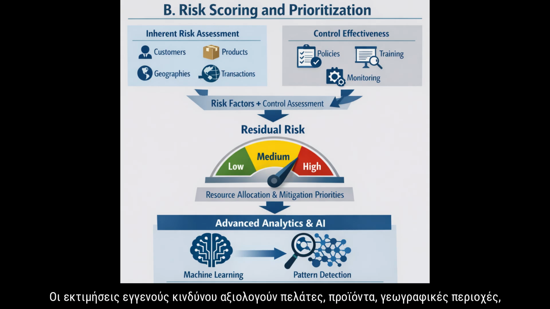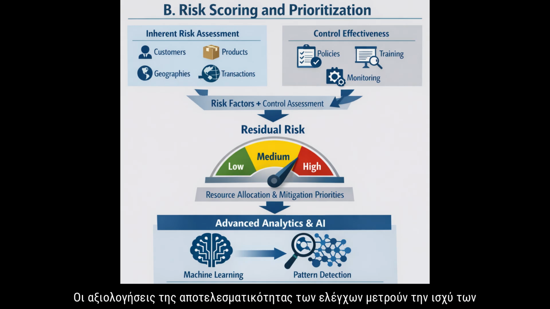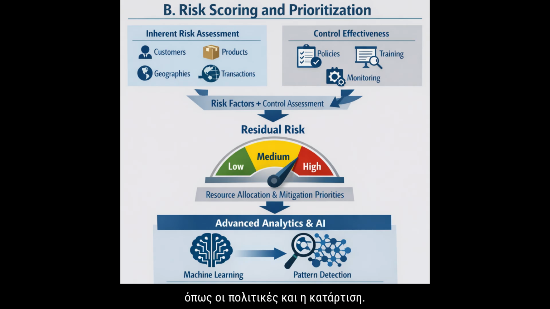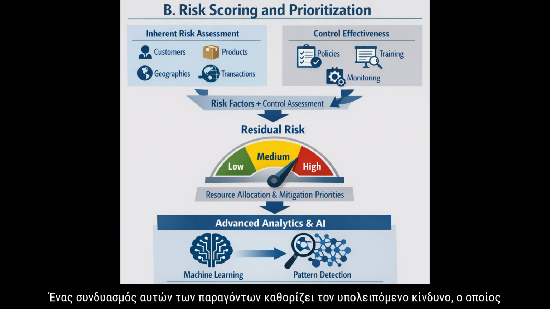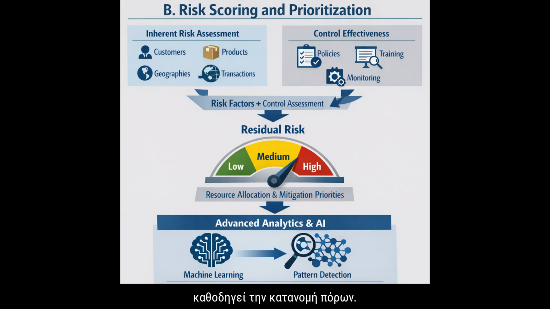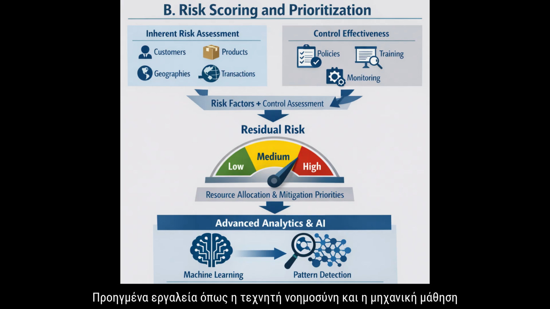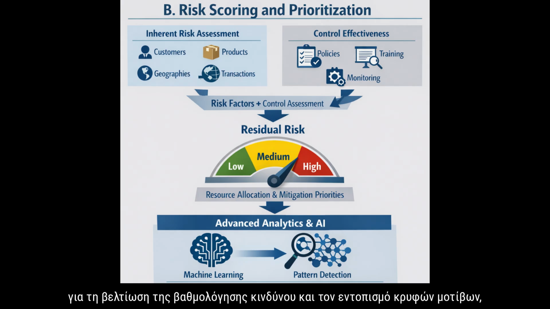Inherent risk assessments evaluate customers, products, geographies, and transactions. Control effectiveness assessments measure the strength of existing controls, such as policies and training. The combination of these factors determines residual risk, which guides resource allocation. Advanced tools like AI and machine learning are increasingly used to refine risk scoring and detect hidden patterns, improving efficiency and accuracy.